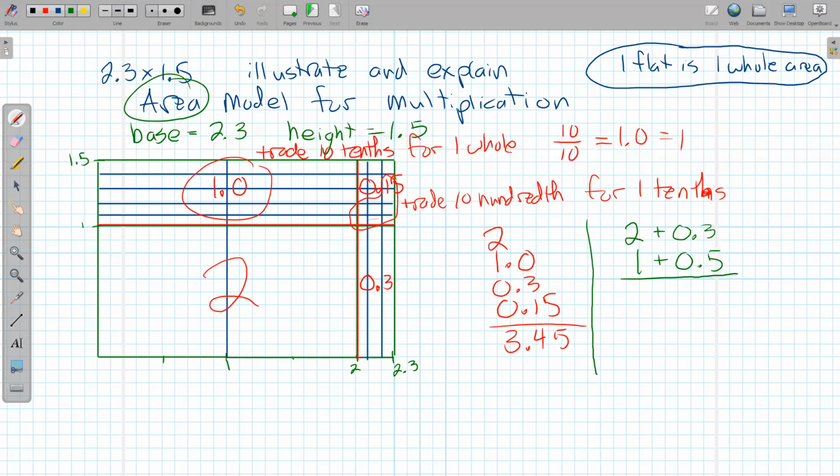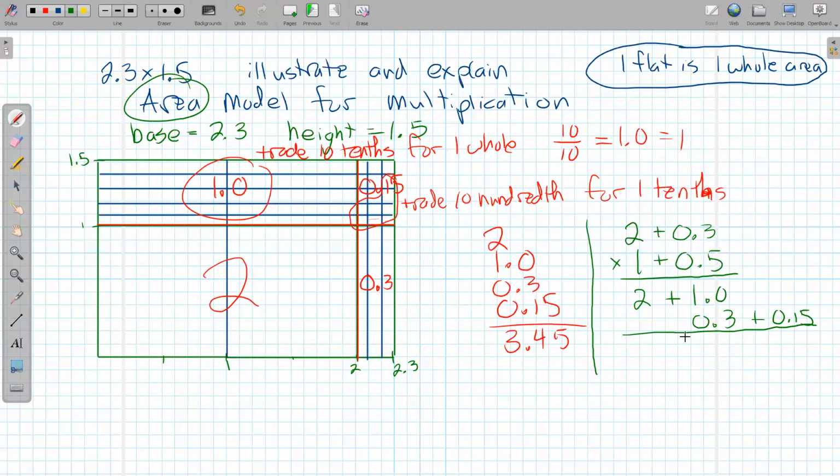So 2, we're multiplying, right? So 2 groups of 1 is 2. And then 2 groups of 0.5 is going to give us 1 or 10/10. So I did the 2 times each of these. Next, I do the 3/10. 3/10 times 1 is just 3/10. And then 3/10 times 5/10, hopefully we realize that that is 15/100.